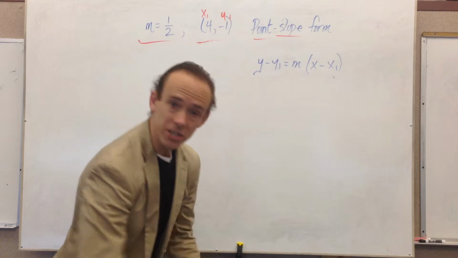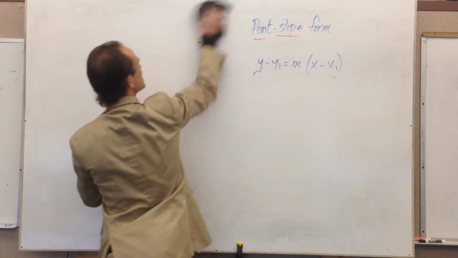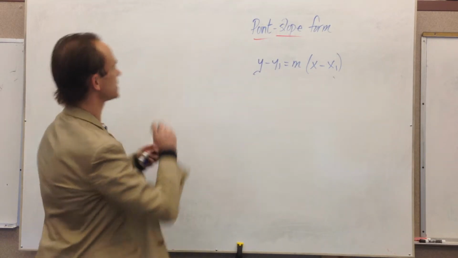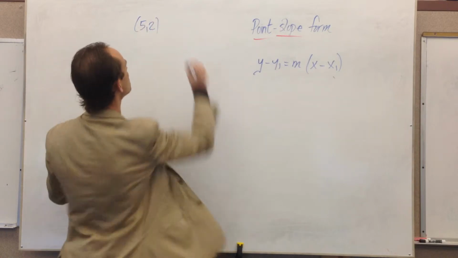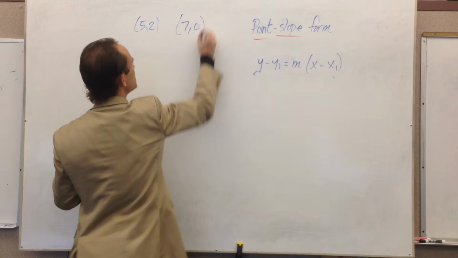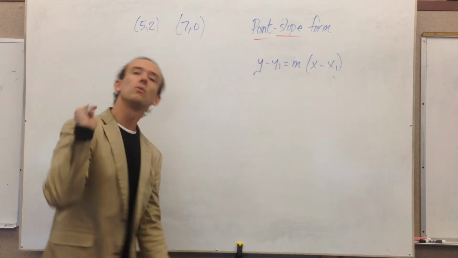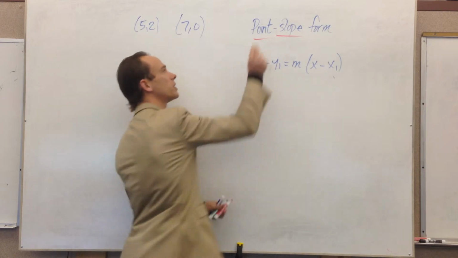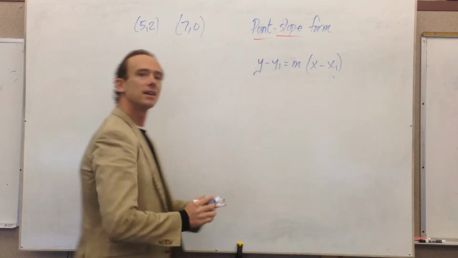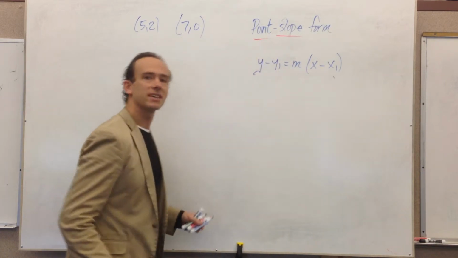Alright, so same question. I want it in point-slope form, but this time I'm just going to give you 2 points: (5, 2) and (7, 0). So, write the equation that goes through these 2 points, and I want that equation in point-slope form. I'll give you a second.